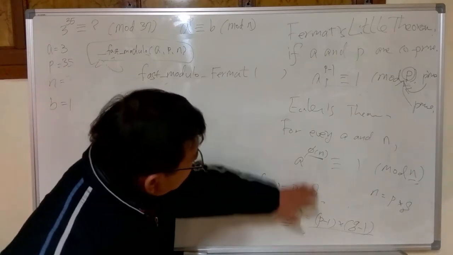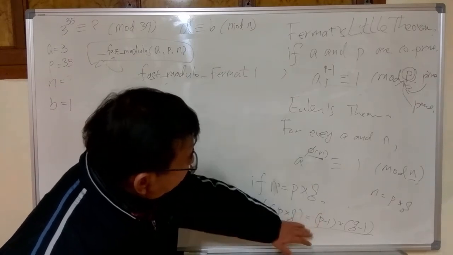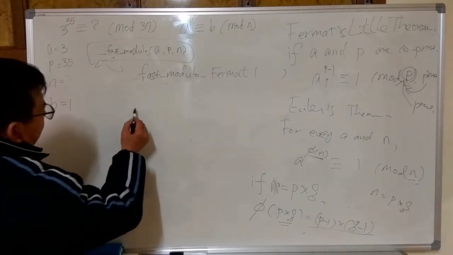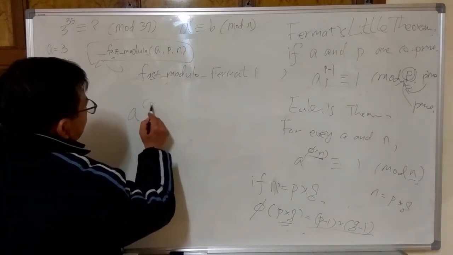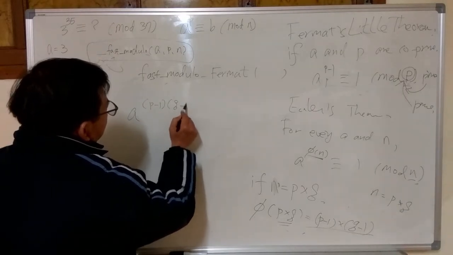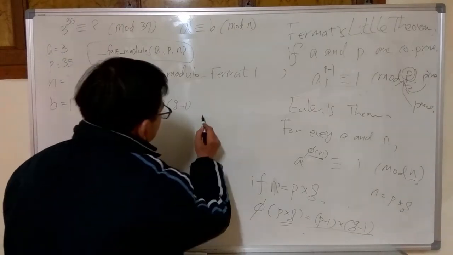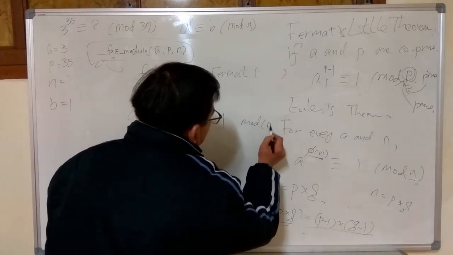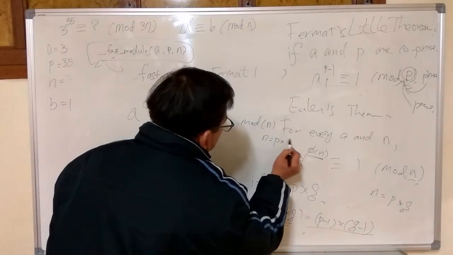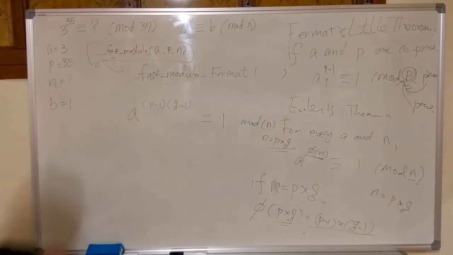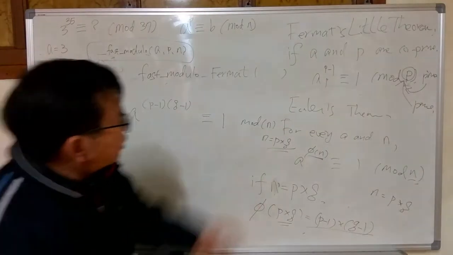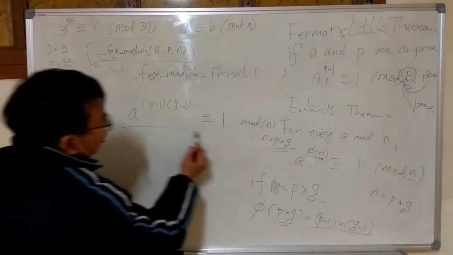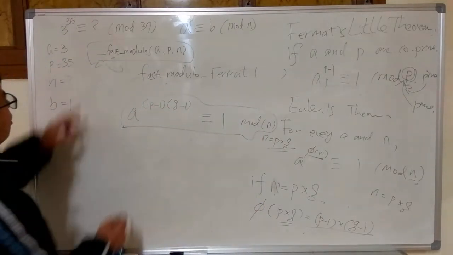So if we apply this here, it becomes like this: a^((P minus 1)(Q minus 1)) is congruent to 1 mod n, where n is P times Q. Okay? This is actually what Euler's theorem says. Now we are applying this Euler's theorem once again to here.